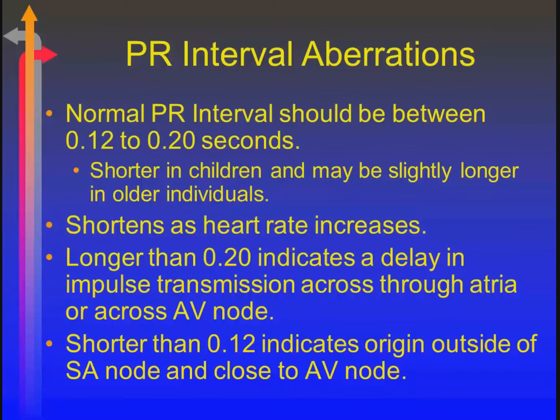When you get longer than 0.2, we're starting to talk about some impaired transmission across the AV node. And shorter than 0.12, we'll see that with a junctional rhythm, because it's so close to the AV node, the origin of that beat.